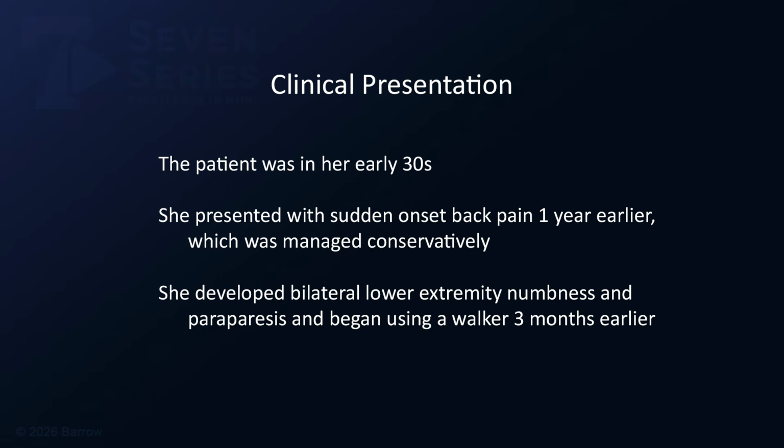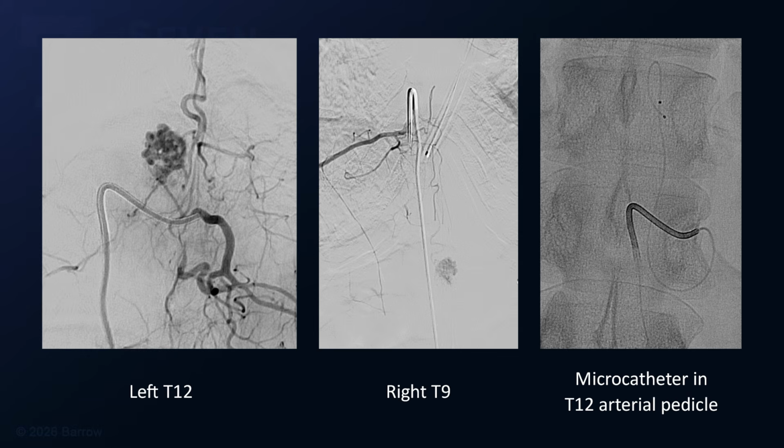She began using a walker 3 months ago. An arteriovenous malformation was finally identified on further imaging workup. Here are selected angiographic views showing a well-circumscribed nidus at the T12 level fed from arteries on the left side. There was also some supply from the right T9, which you can see in the center image descending downward to fill the AVM from the right.